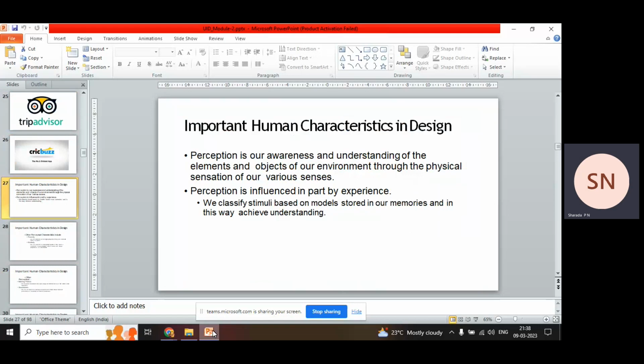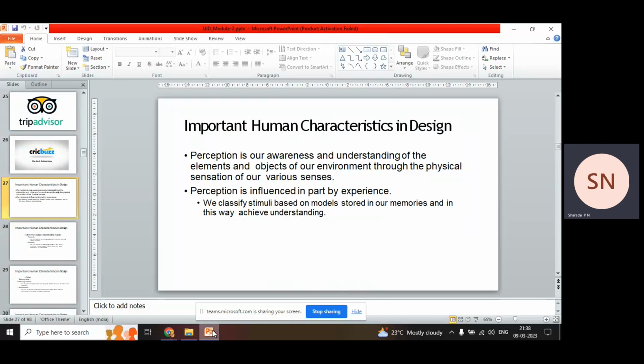So using this, we can define the important human characteristics in design. The first part is perception. Perception generally is our awareness and understanding of the elements and objects of our environment through the physical sensations of various senses like sight, sound, smell, and so on, which is influenced in part by experience.